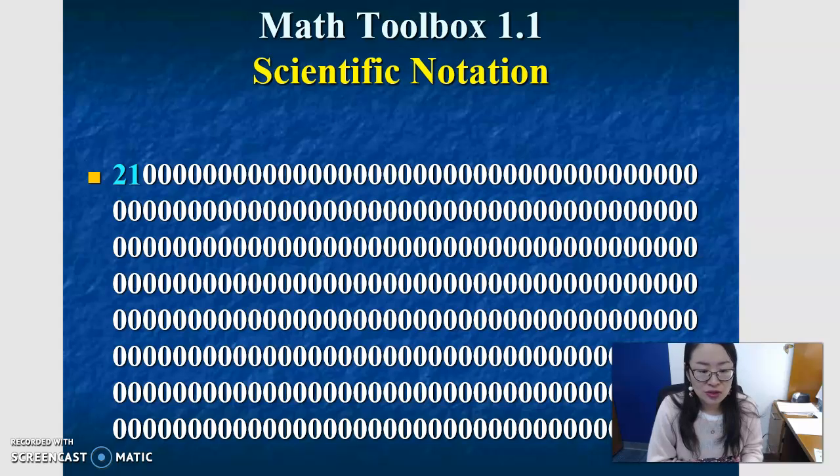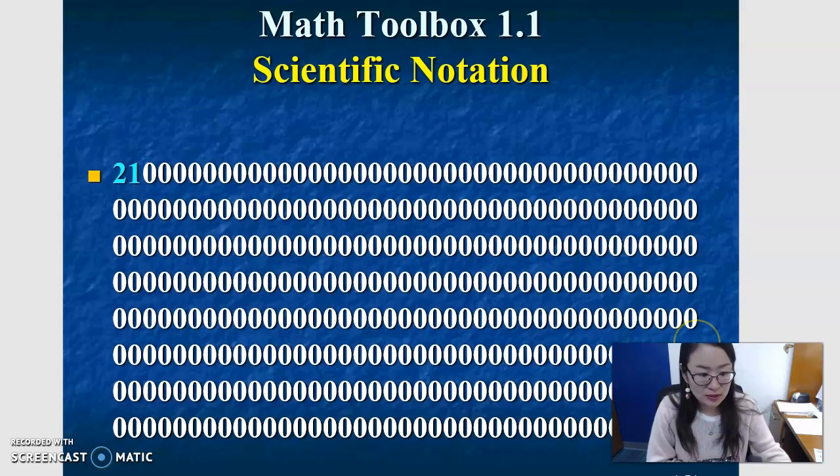If I ask you to copy this down, can you make sure that you copy exactly the same number of zeros and don't miss one or two? And even if you can copy this with the right number of zeros, how long is it going to take you? So that's when we need scientific notation for a huge number like this.